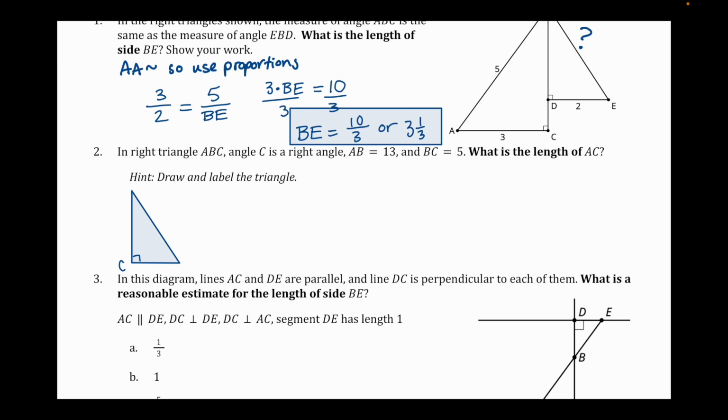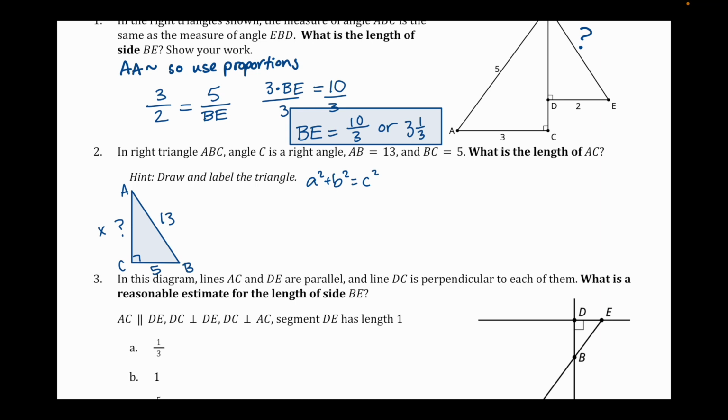AB is 13 and BC is 5, so I'll just put A here and B here. So they said AB is 13 and BC is 5. Okay, what is the length of AC? Well, since I don't have another triangle to compare it to, I definitely need to use the Pythagorean theorem here. And so let's just call this side X. That's easy enough. So I am using a squared plus b squared equals c squared, because we have two sides and one missing, so we're going to use the Pythagorean theorem.